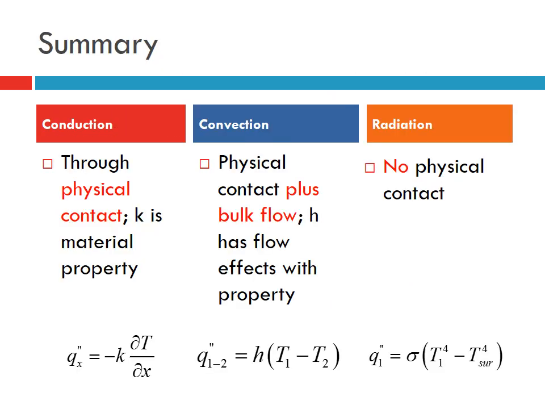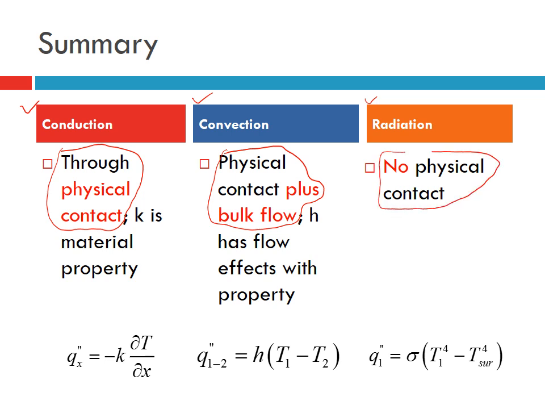To summarize then, we have talked about three different modes of heat transfer, and for each one we have a little formula. Conduction is through physical contact, and convection is bulk flow added to the physical contact, whereas radiation is fundamentally different. It does not need any physical contact, no medium needed.